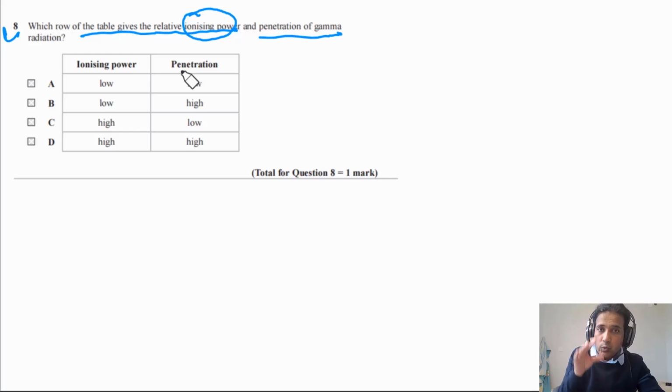So they have low ionizing power because they interact weakly with matter, the interaction is very weak, and they have very high penetration power. So ionizing power is low, but penetration power is high. So low and high. So the answer is B.